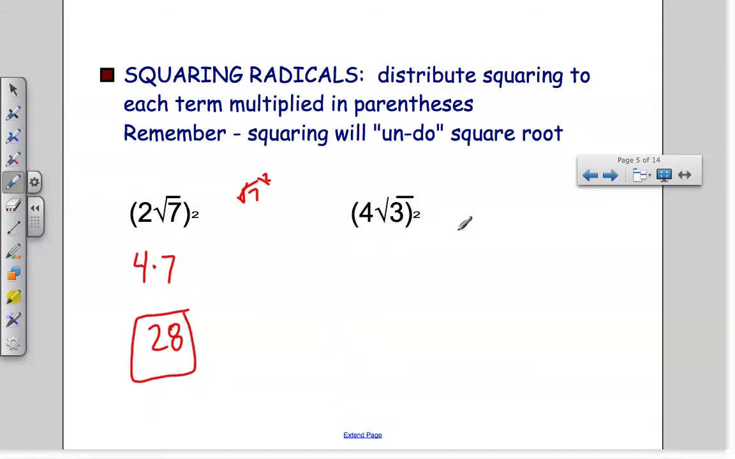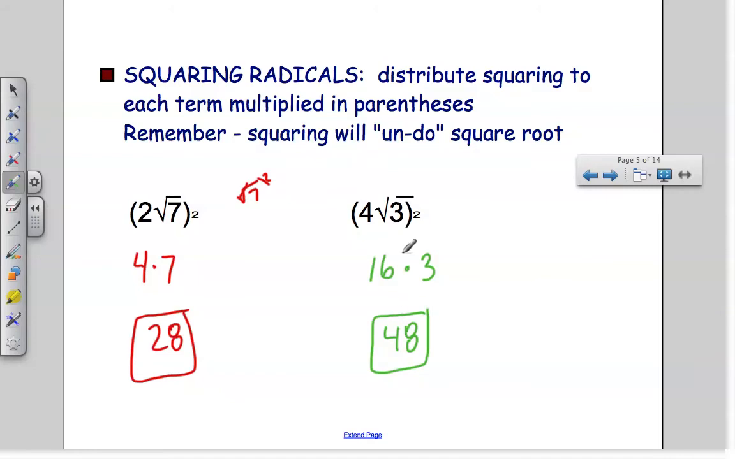And let's try that one more time. If it was 4 times the square root of 3, that whole thing squared, then 4 is squared, and 4 squared, 4 times 4 is 16, times whatever square root of 3 squared is. But again, square root and square sort of cancel out, which is just 3. Or you can think of it as square root of 3 times square root of 3 is square root of 9, and that's 3. But either way, square root and square cancel. So now it's 16 times 3, which is 48.